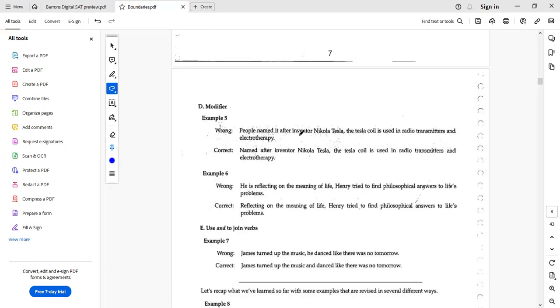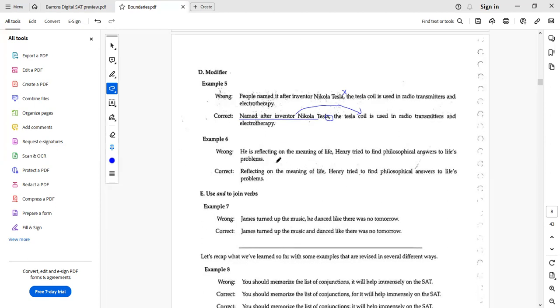People named it after inventor Nikola Tesla. The Tesla coil is used in radio transmitters and electrotherapy. Subject verb, subject verb. So here, independent clauses with a comma between them is wrong. What he did, he changed the first part to be a modifier before the comma: named after inventor Nikola Tesla. What is this? The coil. Okay.